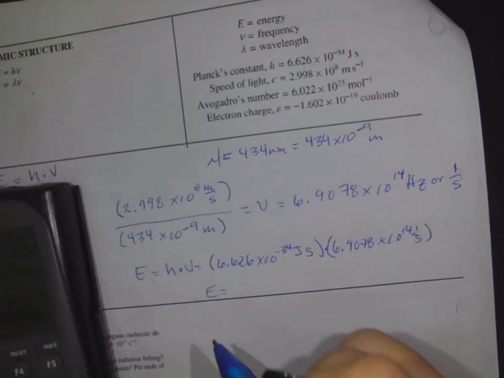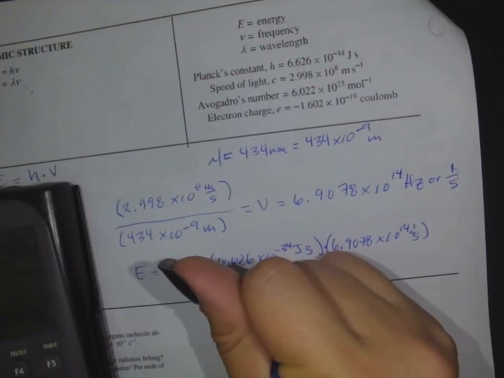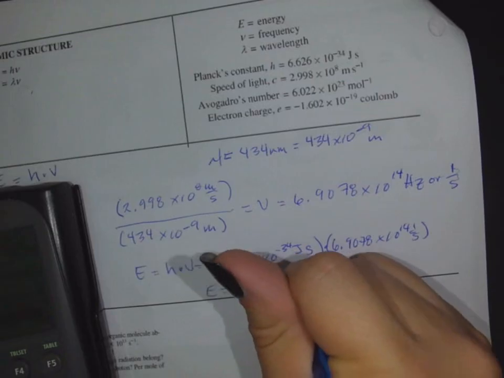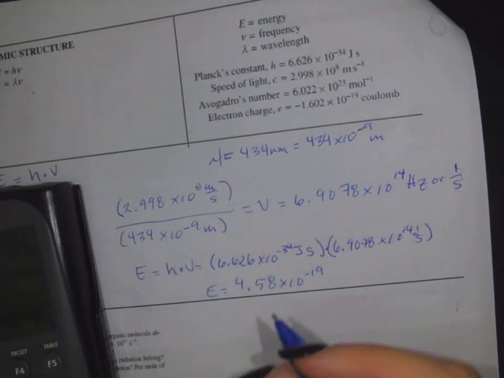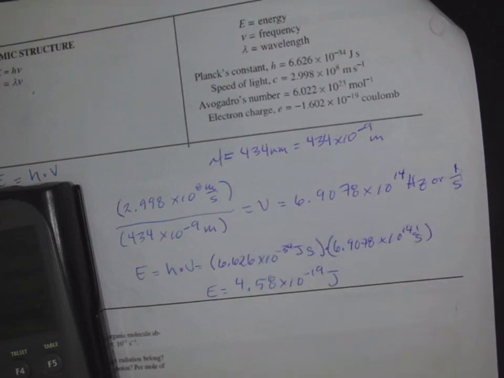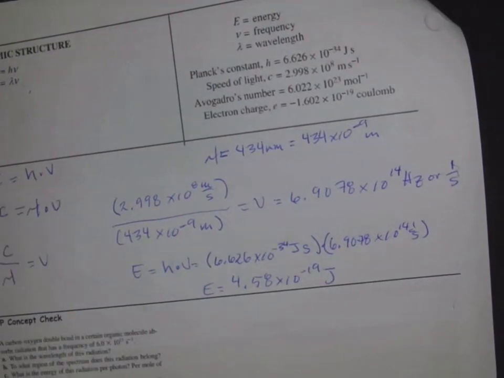So I'm going to go with 3 sig figs of 4.58 times 10 to the -19. Now, this is energy, and energy has units of joules. So there's the energy of that photon that was released.